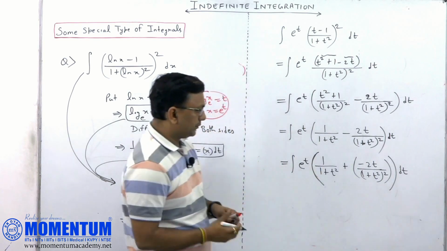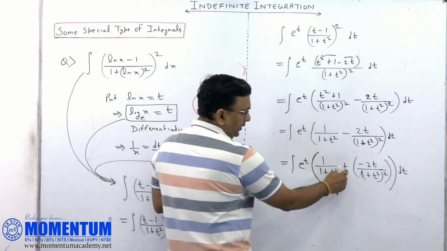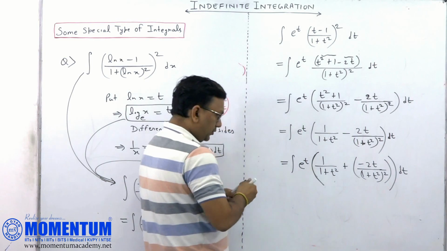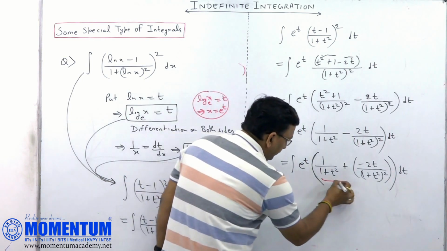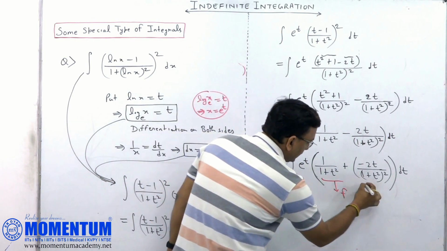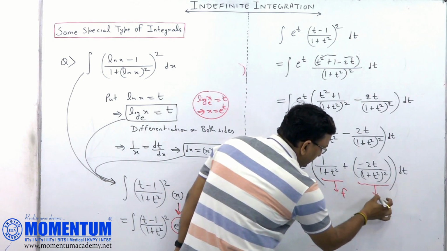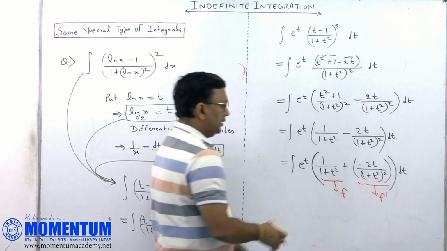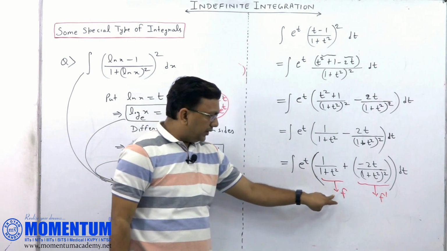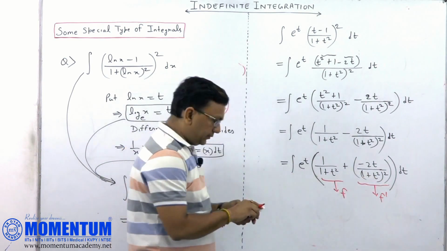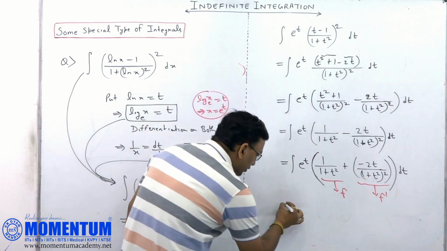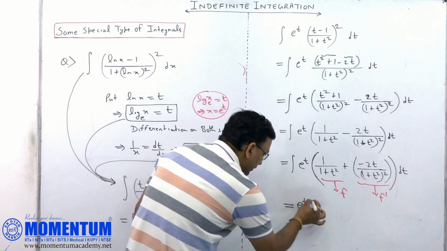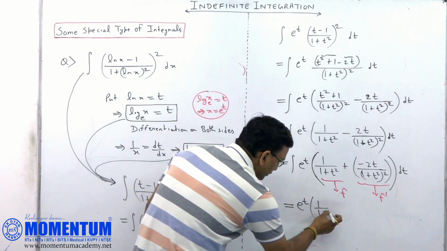Tell me, minus can be written as plus minus, is it? If I call it f, then this is f dash. So now we have e to the power t times function plus derivative. So for special integral number 2, what should be the answer? E to the power t into function.